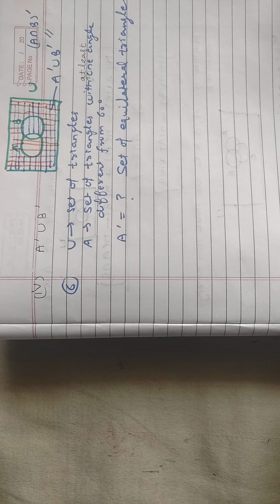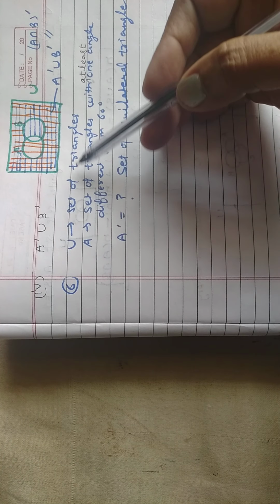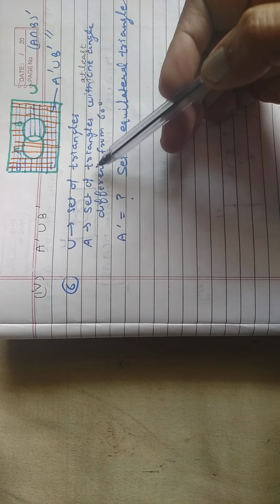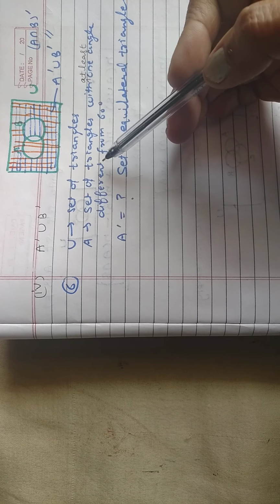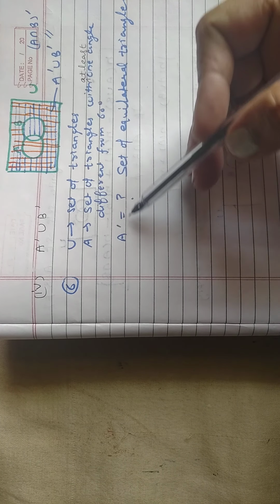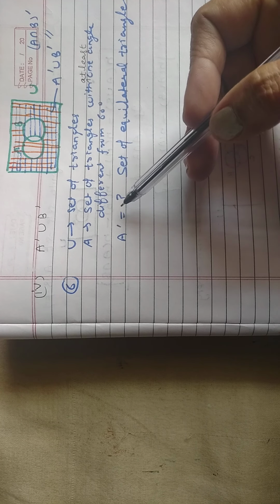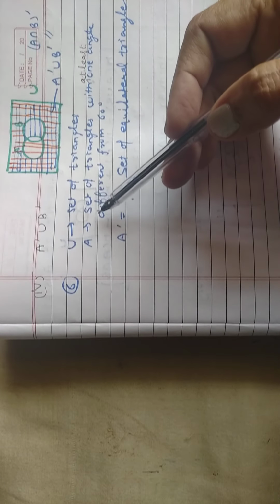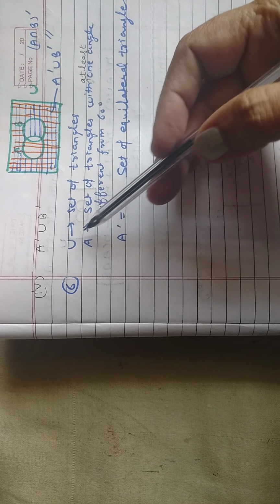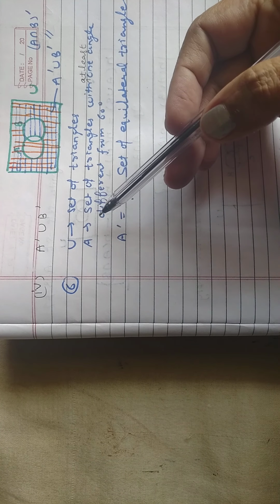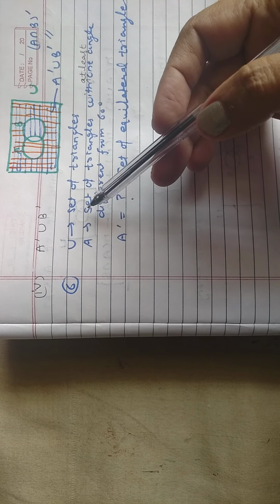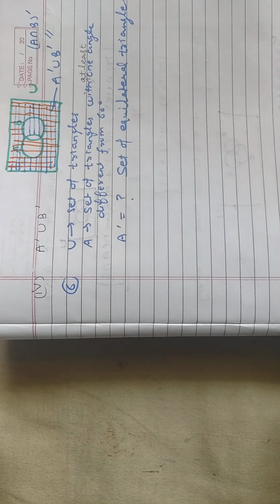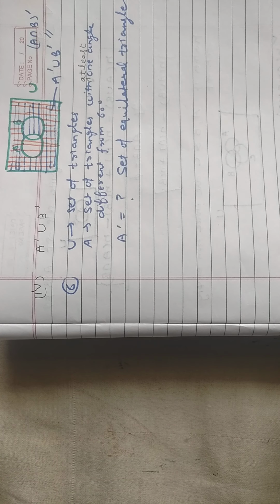Now question number 6 is, if U is the set of triangles and A is the set of triangles with at least one angle different from 60 degree, then what is A'? See, A' is when you will exclude A from U. Means except A you have to write everything. What is A? A is the set of triangles with at least one angle different from 60 degree.